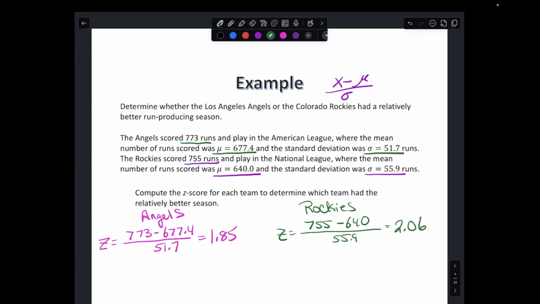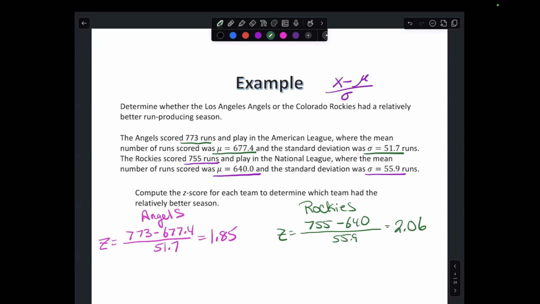I usually round z-scores to 2 decimal places. Will the test always say how many to round? No, and I think that's what my fear is. If it doesn't say, then I won't mark you down for rounding to the wrong decimal place.